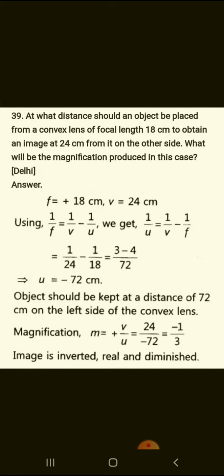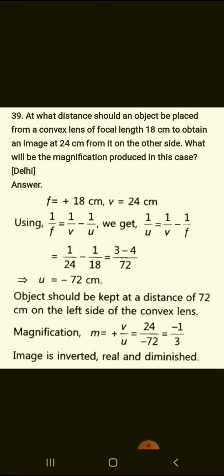Now coming to the next question: at what distance should an object be placed? That means u is not given to you. At what distance should an object be placed means we have to find u, where we have to place it. From a convex lens of focal length 18 centimeter, to obtain an image at 24 centimeter from it on the other side, what will be the magnification? So we have to find u as well as the magnification.